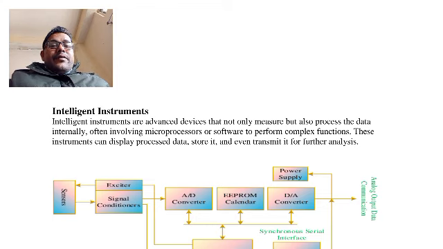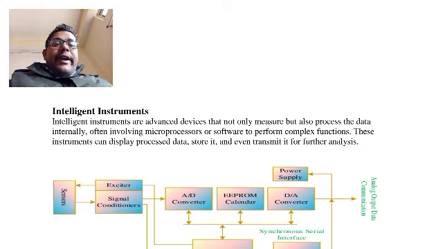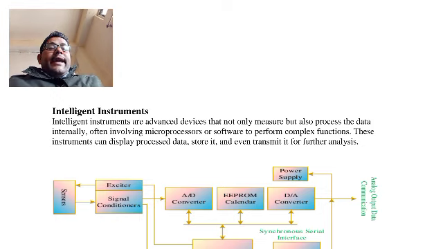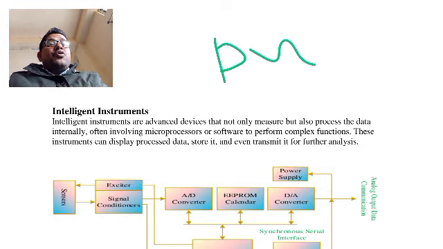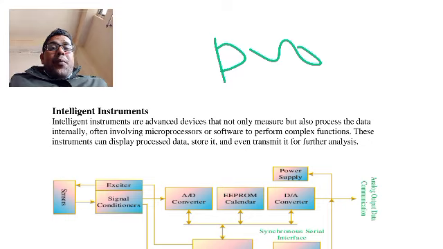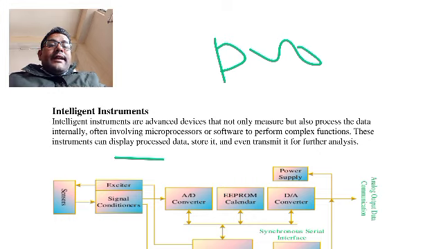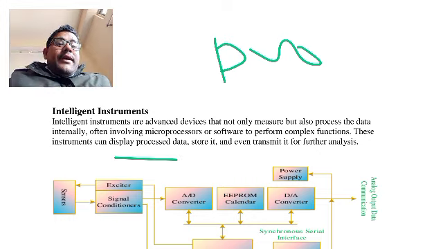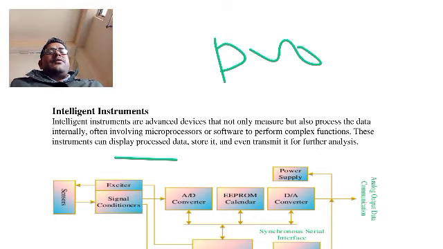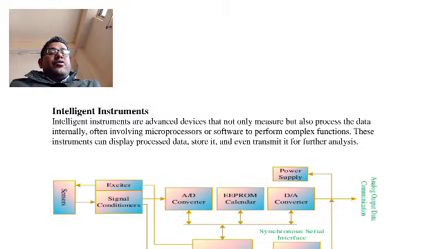The intelligent instruments are advanced devices that not only measure but also process the data internally. Here data processing is done, but data processing is not done in the dumb instrument previously. Internally, they often involve a microprocessor and software to perform complex functions. The instrument can display, process data, and store it for further analysis. So that's why they are called smart instruments.